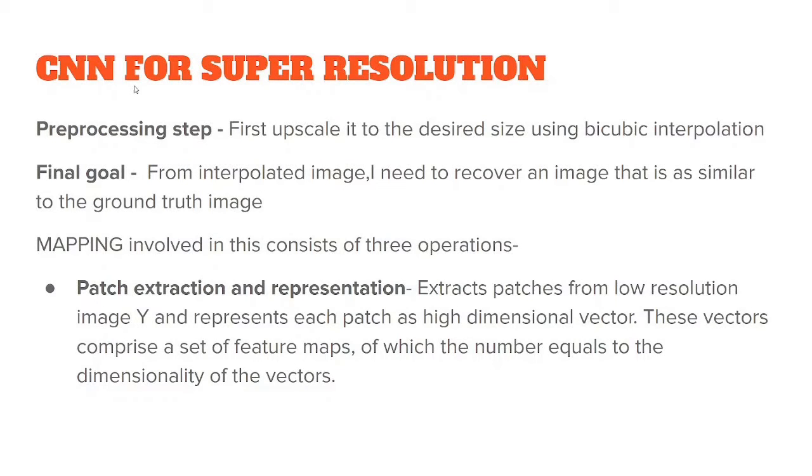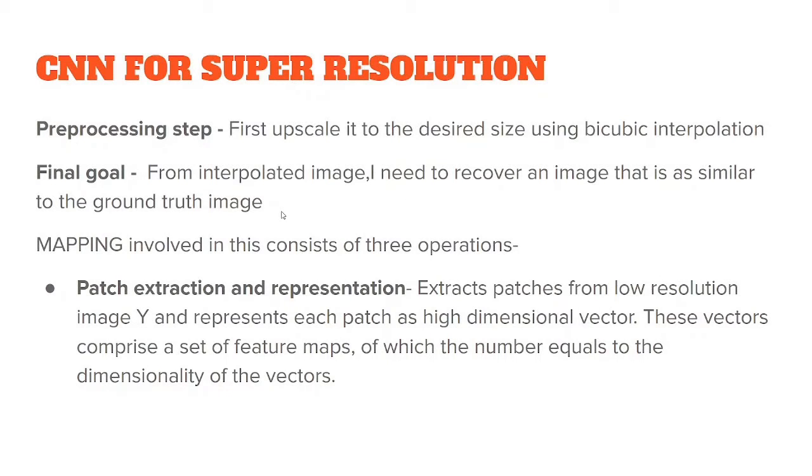Here, the CNN for super resolution. Once I take the data set, which consists of the original images, I need to perform a pre-processing step on this raw data to continue the process. The first pre-processing step is to upscale it to the desired size using bicubic interpolation. Then my final goal is, by taking this interpolated image as my input, to recover an image that is as similar as possible to the ground truth image.